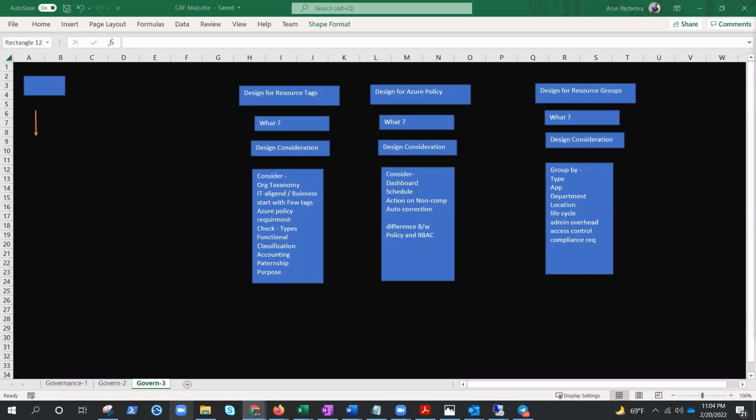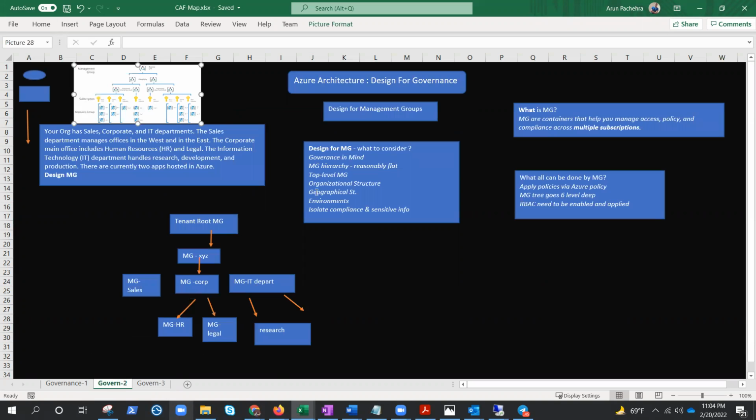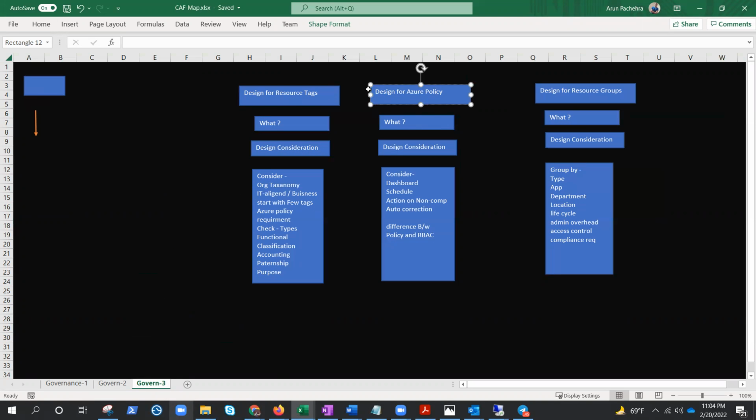I hope these things will help. So in the design for governance, we have covered understanding of the governance, then designing the management group, then designing resource tag, policy, and resource group, things that we need to keep in mind, things that we need to talk to the customer about while gathering the information regarding the architecture, designing the architecture. So in the upcoming session, we'll still talk about a few more things in governance, then we'll jump into authentication and monitoring. That's the very first skill under these labels, measured skills.